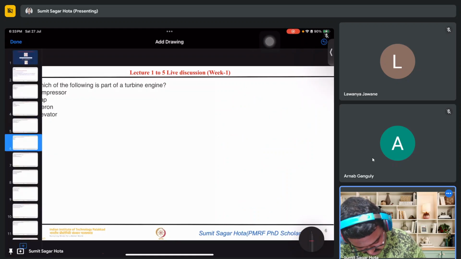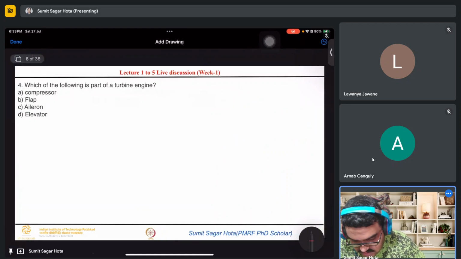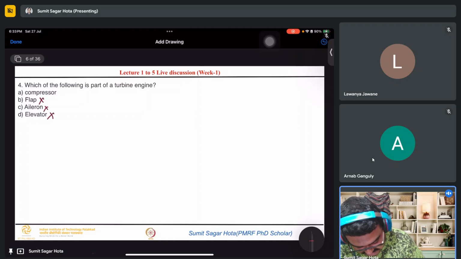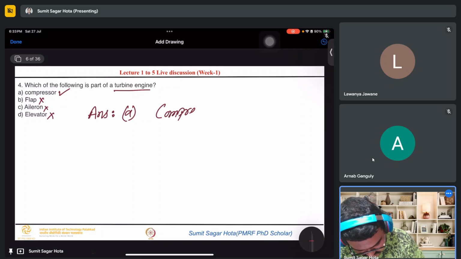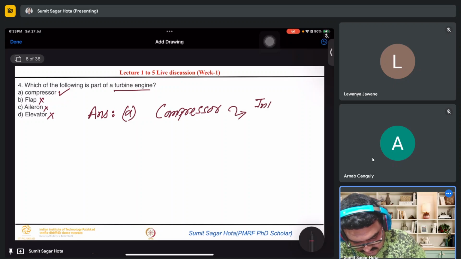Next question: which of the following is a part of a turbine engine? Obviously flap, aileron and elevator are all not parts of it. The compressor is obviously a part of the turbine engine. More specifically, in one word, we can say it is an integral part of the turbine engine.